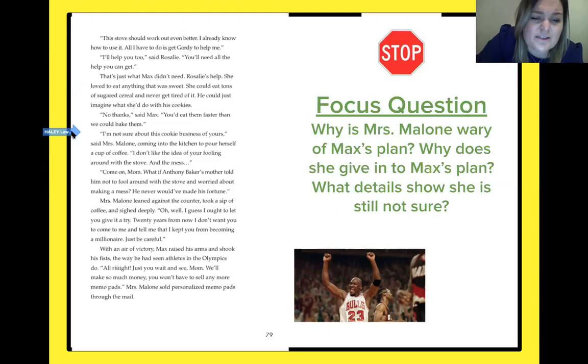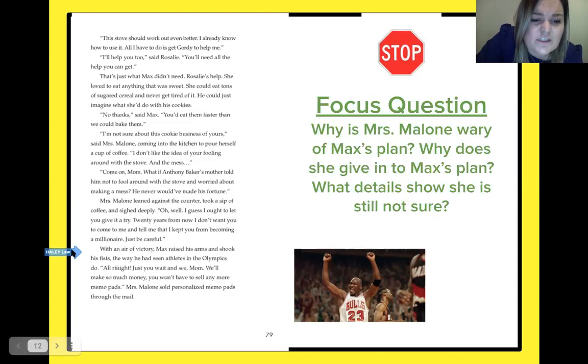I'm not sure about this cookie business of yours, said Mrs. Malone, coming into the kitchen to pour herself a cup of coffee. I don't like the idea of you fooling around with the stove. And the mess. Come on, Mom. What if Anthony Baker's mother told him not to fool around with the stove and worry about making a mess? He never would have made his fortune. Mrs. Malone leaned against the counter, took a sip of coffee, and sighed deeply. Oh, well, I guess I ought to let you give it a try. 20 years from now, I don't want you to come to me and tell me that I kept you from becoming a millionaire. Just be careful.